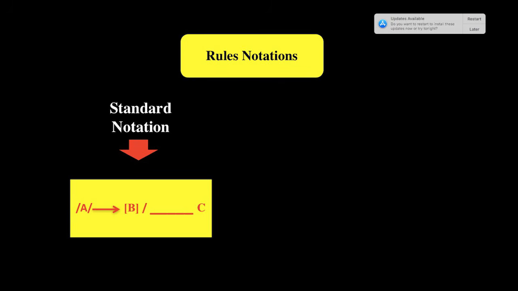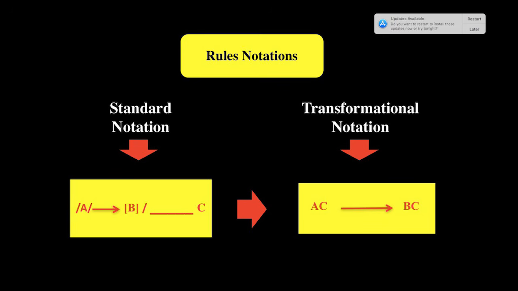And standard notations are like this. We say A becomes B when they are followed by C. But there is another way of writing phonological rule notations. These are what we call transformational notations. When we write transformational notations, we simply describe how the environment was and how it becomes.